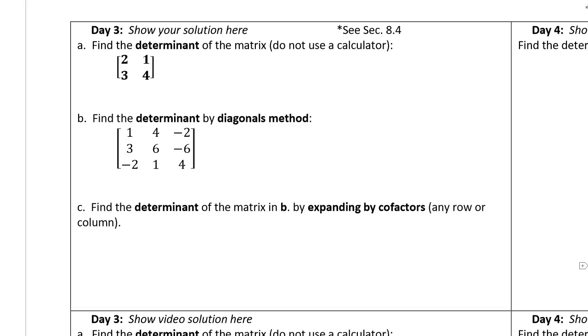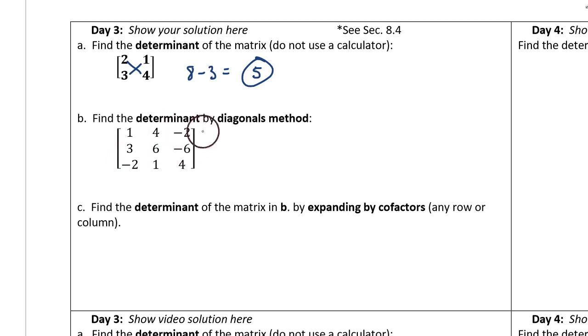Here is the solution for day 3. Find the determinant of the matrix and don't use your calculator to do it. So determinants are found using the diagonals method. 2 times 4 is 8, minus 3 times 1, which is 3. This determinant is 5.